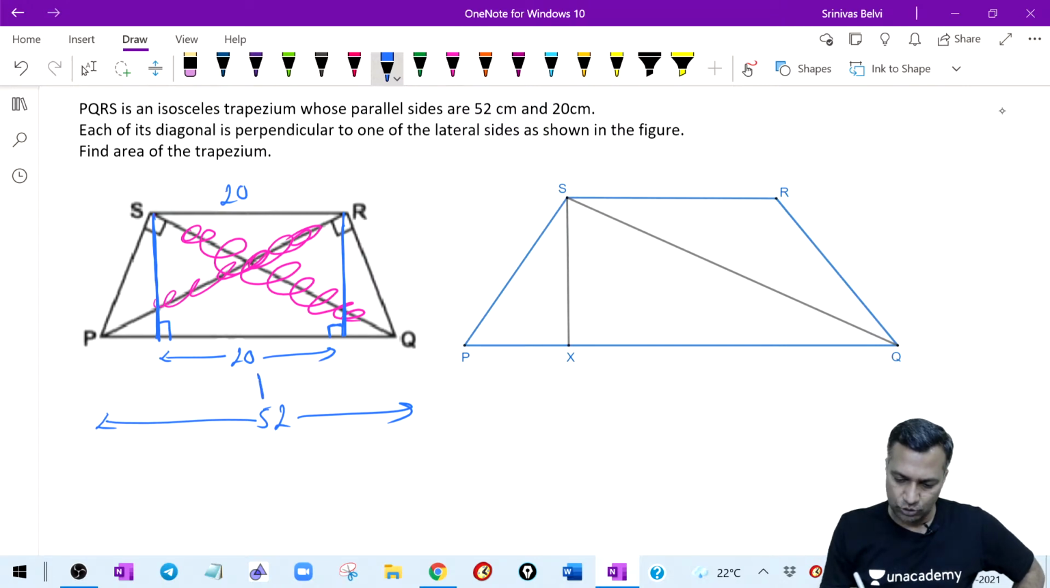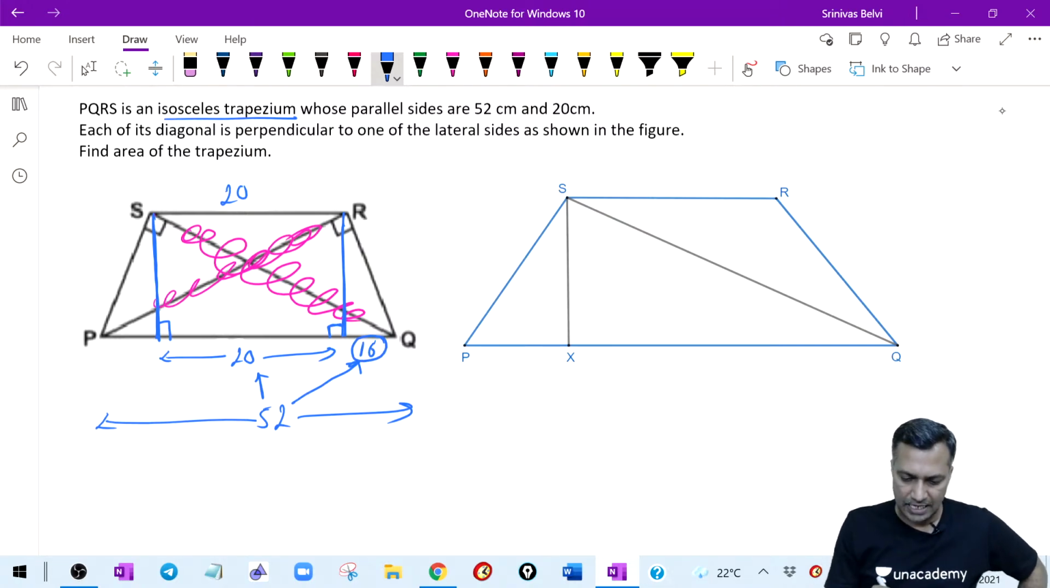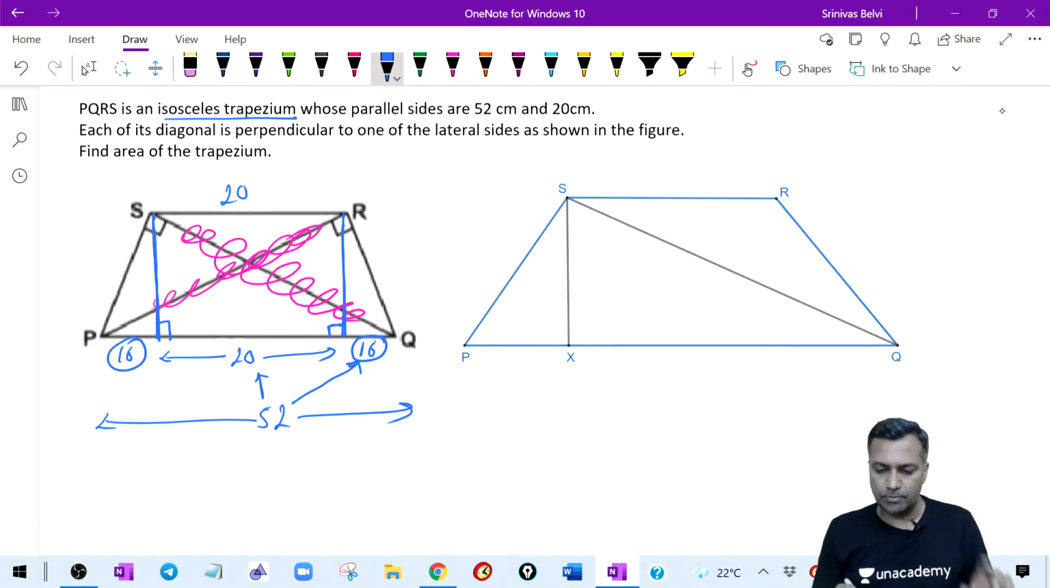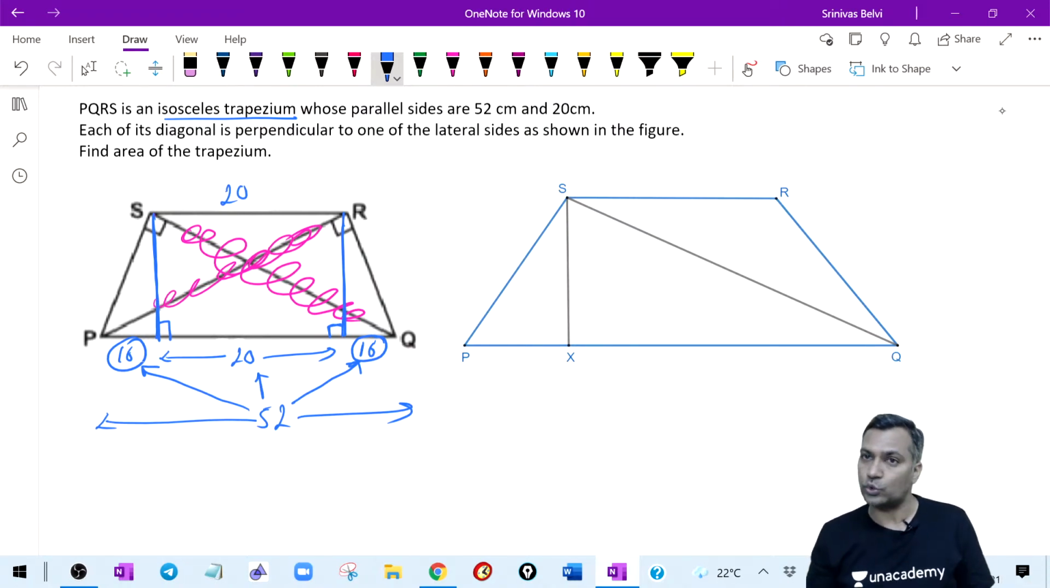So out of 52, 20 is here. Out of the remaining 32, because it's an isosceles trapezium, it gets split equally. This becomes 16 units and this side would become 16 units. That's the breakup of 52: 16, 20 and 16. That is the first parameter. You can't say that you didn't even know that. This is common sense. This at least you would know.